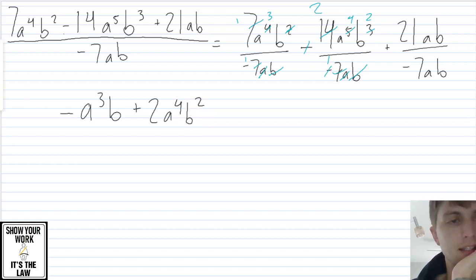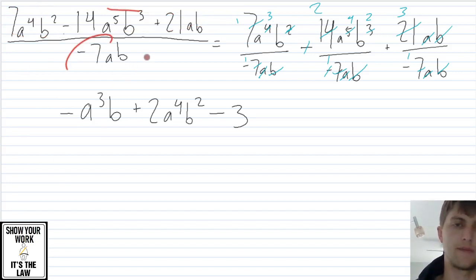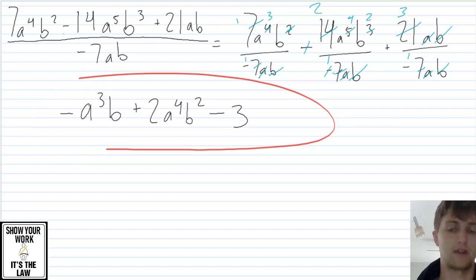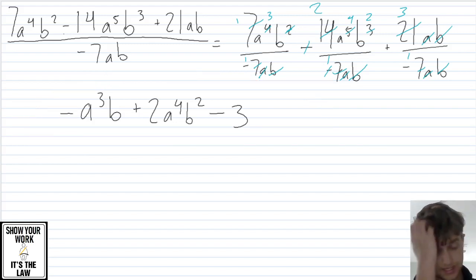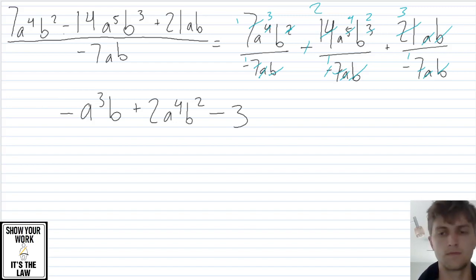And then lastly, we have 7 goes into 7 once, 7 goes into 21 3 times. Both a's cancel, both b's cancel, and we do have our negative that does not cancel, so we have a negative 3. And so this divided by this gives us this polynomial right here. So they look complicated and confusing, but as long as you take your time and work it out, you'll be fine.